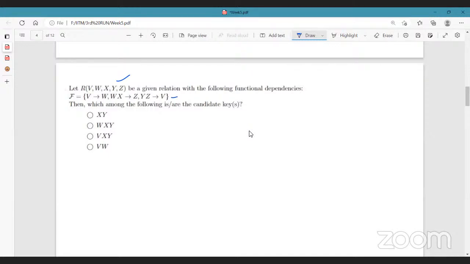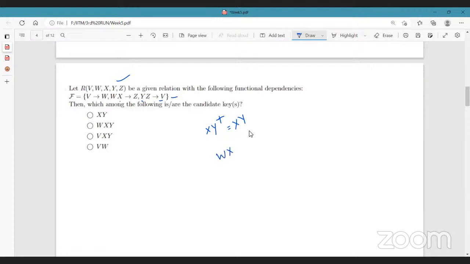Okay, so we'll go option by option. At first we have x, y. We'll find the closure of x, y. Since x, y will determine itself, we get x, y. Now let us check whether xy is determining any other attribute or not. If you can see in the functional dependency set, it is not determining any other attribute, right? So xy is not a candidate key.